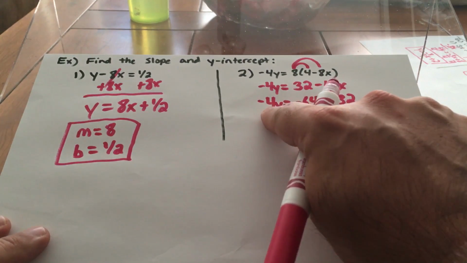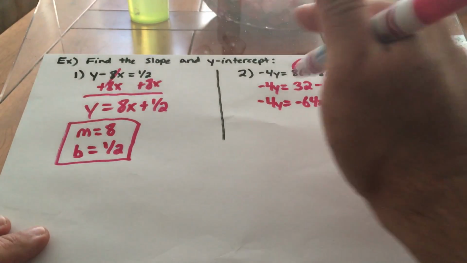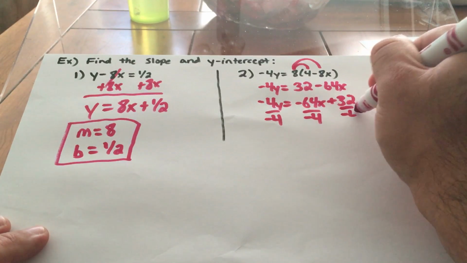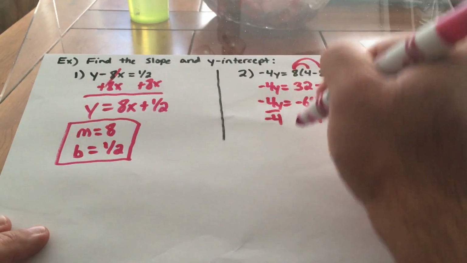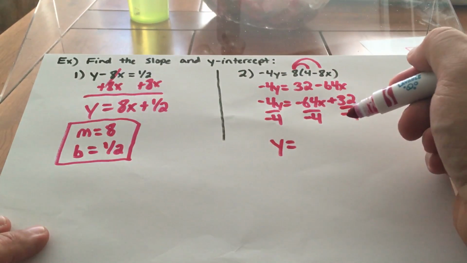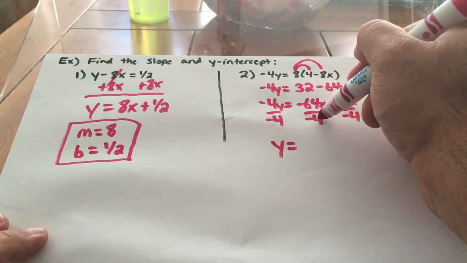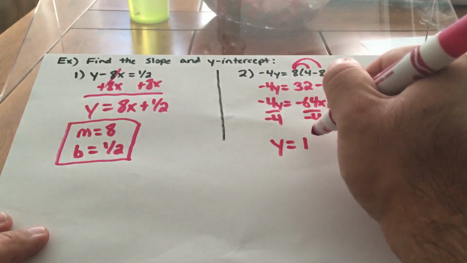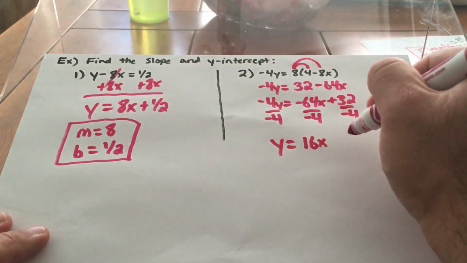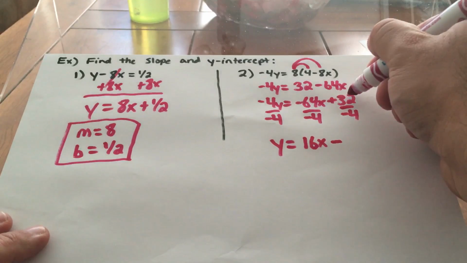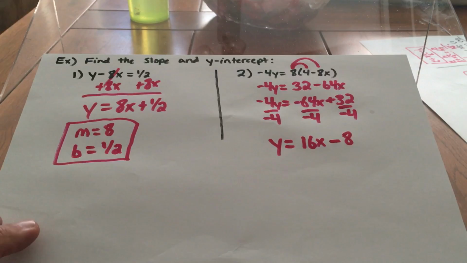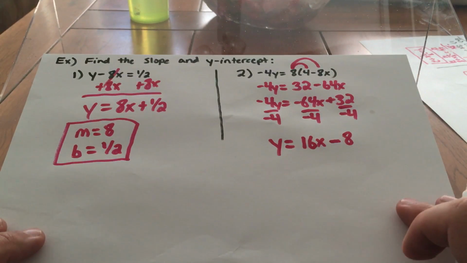And then finally, to get y by itself, I have to take -4 and divide it into every term. So I'm dividing both sides of the equation by -4. So -4 divided by -4 is 1, so we're left with 1y over here. Negative divided by negative is positive. 64 divided by 4 goes 1 16 times, so that's 16x. 32 divided by -4 is going to be a negative, and then that 4 goes into 32 8 times. So there is our slope-intercept form. Y is equal to 16x minus 8.